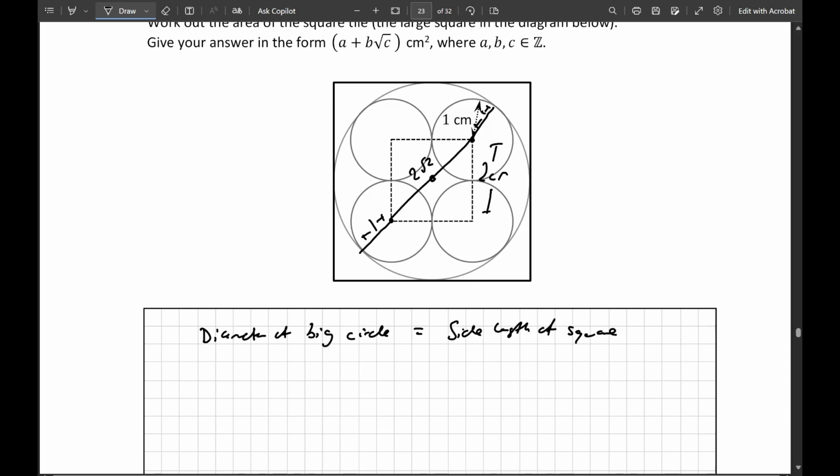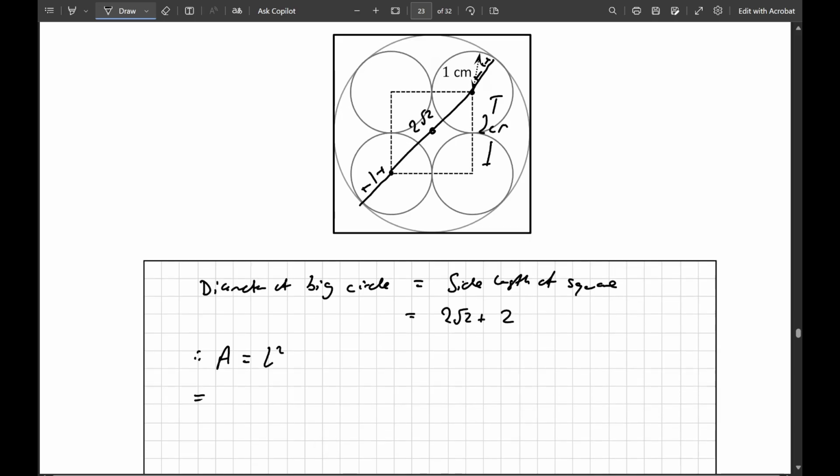Brilliant. So we know that that diameter is 2 square roots of 2 plus 1 plus 1, which is plus 2. So the area is just length squared, the area of the big square that is. So the area is just 2 plus 2 root 2, squared. I mean, hopefully this gives it in a nice form. Oh, okay, when you square it out, it actually gives you a form with root 2's in it, which I think is how they want it.